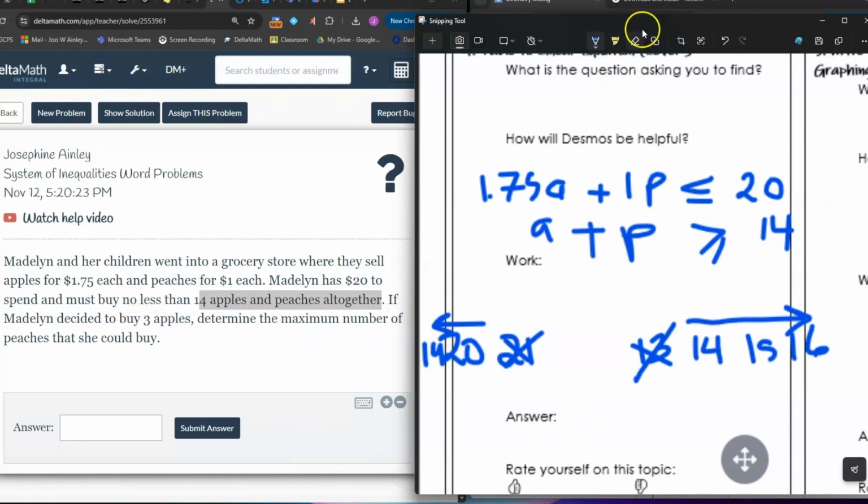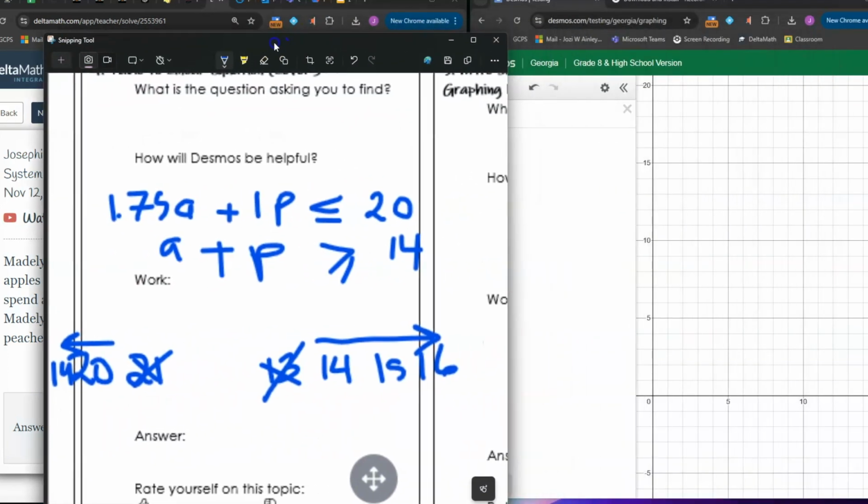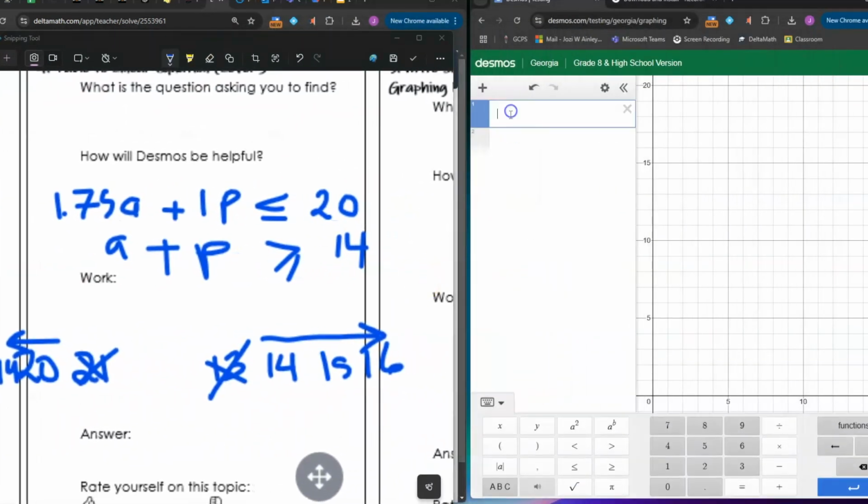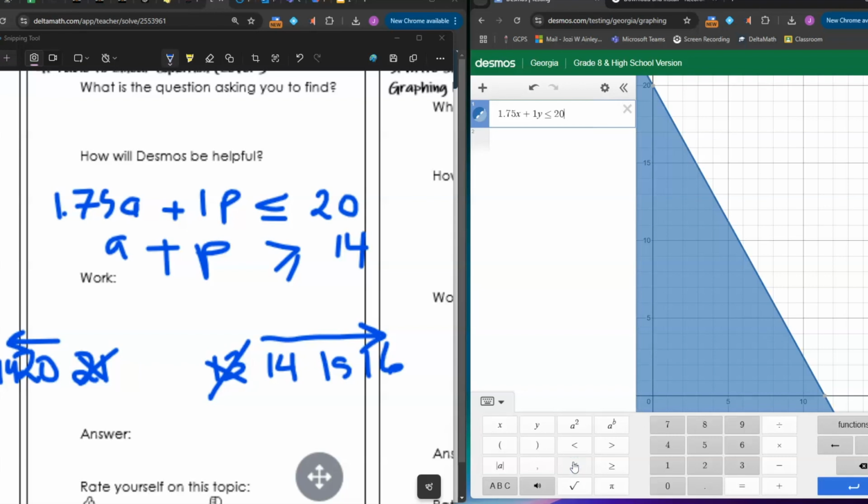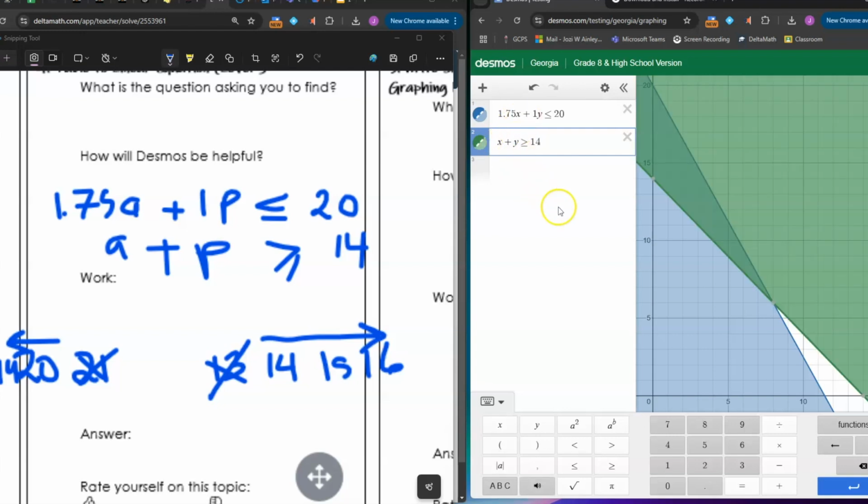Now, I am going to use Desmos for this one. We're going to type it in Desmos. Remember, in Desmos I cannot use A, so I'm going to use X, and Y is less than 20. Then we're going to use A plus P is greater than or equal to 14. Oh, I said A and P after I said you can't use it. Come on, get it together.